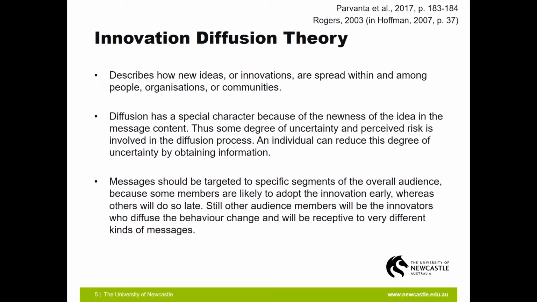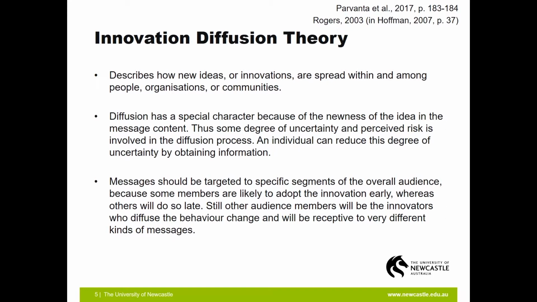Now, on the previous slide, we were looking at communities and health-focused innovations. But of course, diffusion theory is also relevant in our more stereotypical organisations that we look at: banks, financial services, manufacturing, production, whatever. Wherever there are people, wherever you're wanting to spread a new idea, diffusion theory will play some role in helping you to understand how to do that.